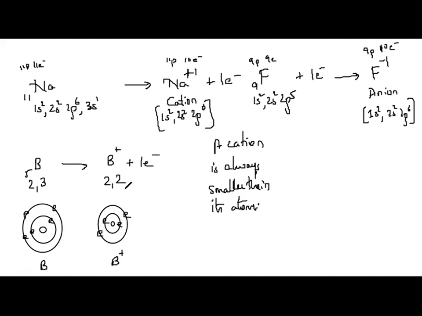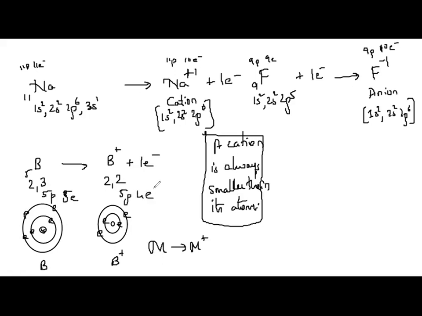But still, this cation will have smaller size. So this condition is true for any cation. A cation is always smaller than its neutral atom. Why is it always smaller than its neutral atom? Now the reason. If I consider the same example, nuclear charge has how many protons? 5 protons. Here also there are 5 protons. So here 5 protons, 5 electrons, 5 protons, 4 electrons.